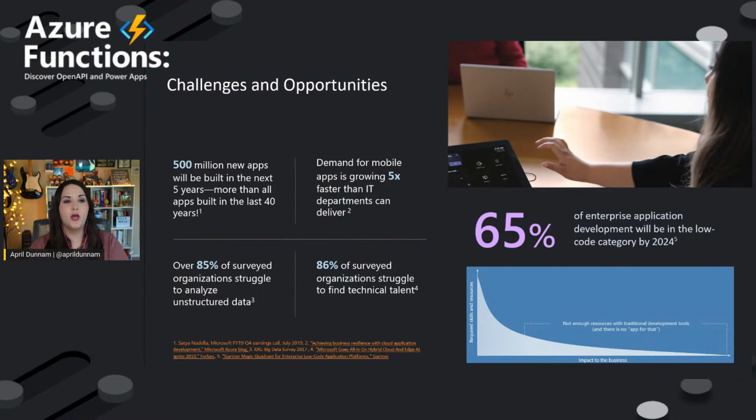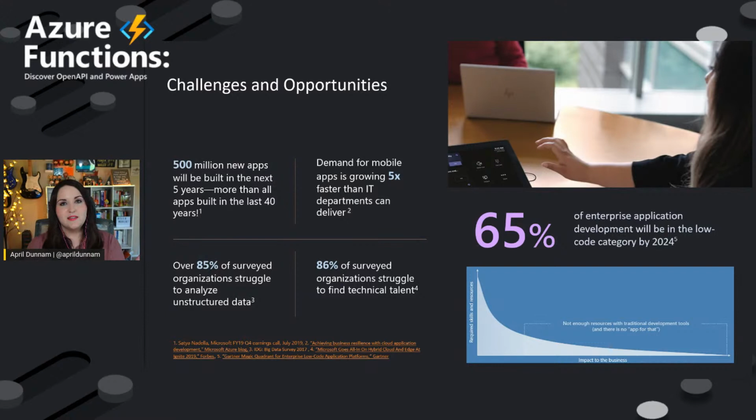which is about 5 times faster than what currently can be delivered by IT departments here. So couple that with the fact, though, that about 80% of organizations are saying they're struggling to find technical talent to build these applications. So we have all these apps that need to be built and just not enough people and time to build them. So it's really unique times that we're in right now.